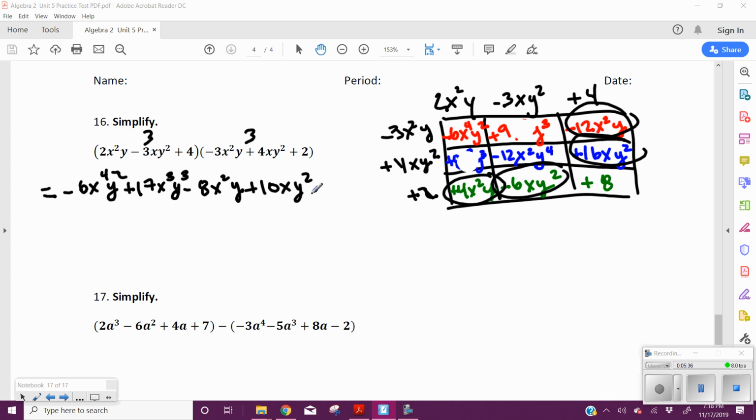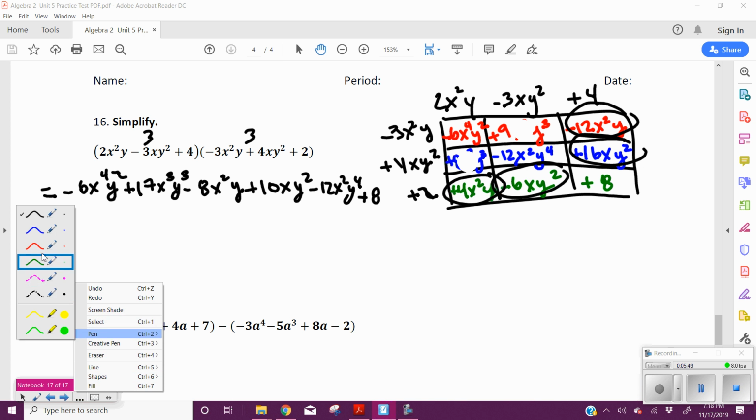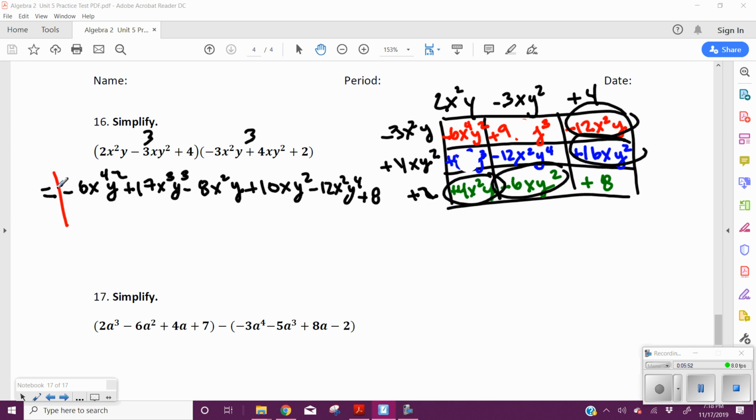So that means I need to write minus 12x squared y to the fourth plus 8 as a final answer when I combine all my like terms. You just have to be very careful when dealing with variables. The variables, when there's multiple, they have to match identically to be considered like terms. Okay, so just be very careful of that.